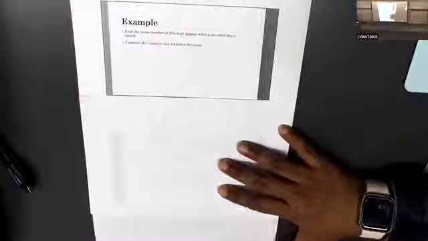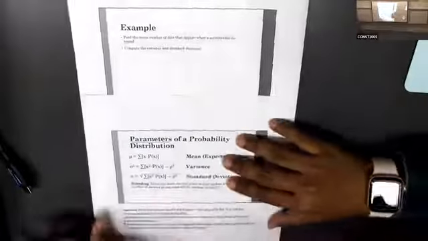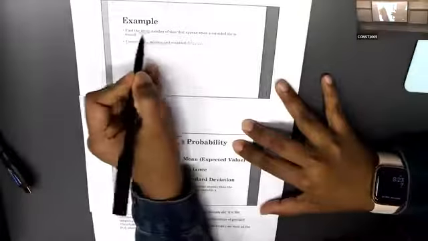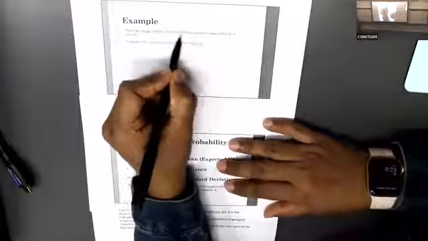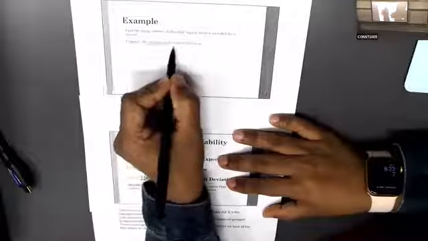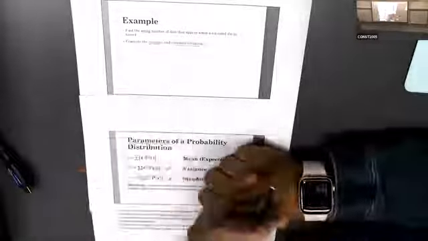Okay. We have the first example. We need the formulas. Okay. So what is this? Find the mean number of dots that appear when a six-sided die is tossed. Then variance and standard deviation. So these are the basic 3 questions you can see.